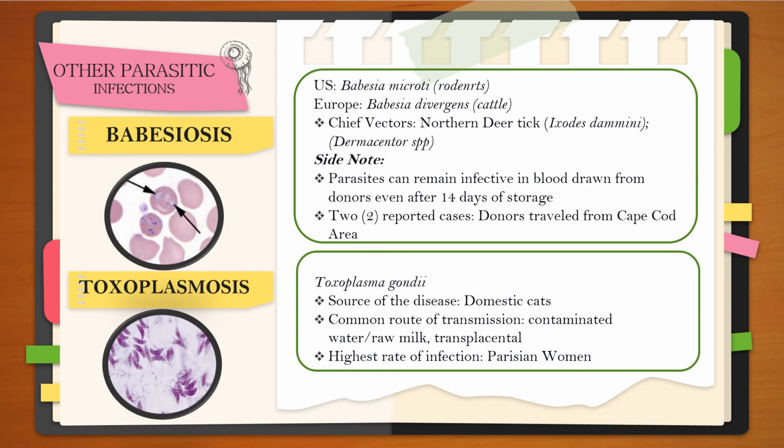Next is toxoplasmosis, which is caused by Toxoplasma gondii, mainly carried by felines or domestic cats. Aside from accidental transfusion of infected blood units, the most common sources of transmission are contaminated water, drinking contaminated raw milk, and transplacental passage from mother to fetus. The highest rate of transmission was recorded among Parisian women.